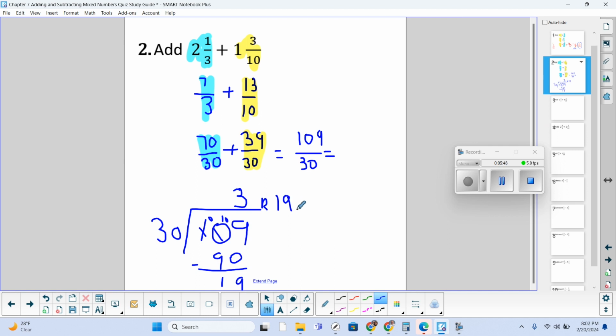Now, what does that mean in this case? Well, it goes in 3 whole times with a remainder of 19 over what's our original denominator? 30. So that would be 3 and 19 over 30.